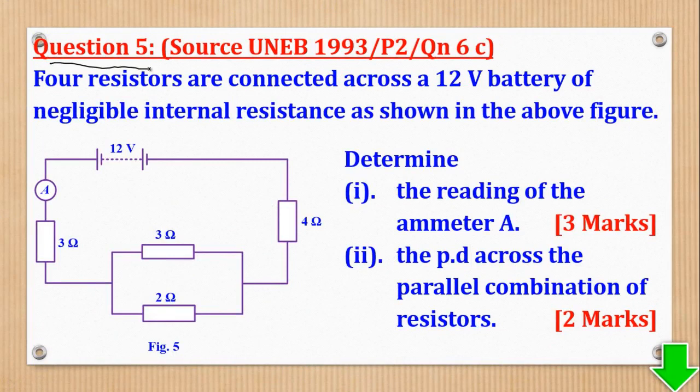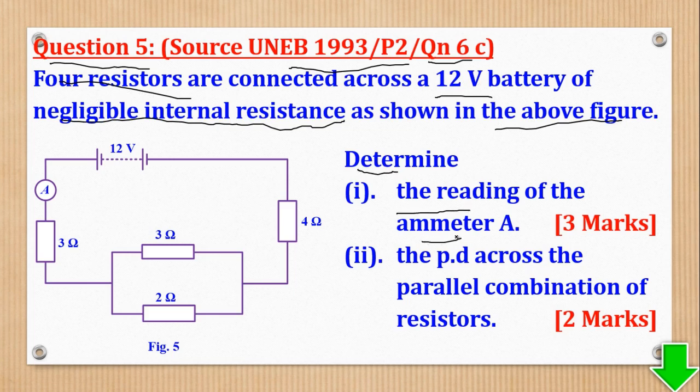So now we shall go to question 5, which came from UNEB 1993 paper 2 question 6c, and it says 4 resistors are connected across a 12-volt battery of negligible internal resistance as shown above. So it's the circuit. Then part A, they said Roman 1, determine the reading of the ammeter. Then also the PD across the parallel combination of resistors.